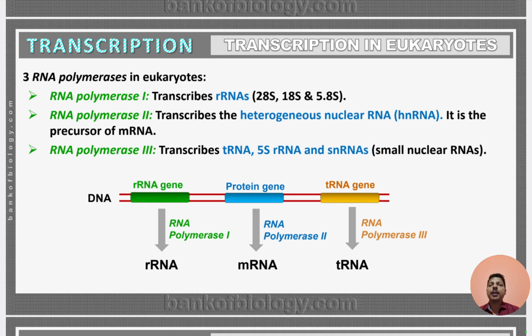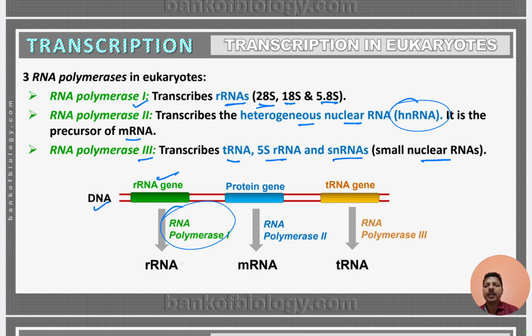Here, the 3 RNA polymerases in eukaryotes. First of all, RNA polymerase 1 transcribes rRNAs 28S, 18S and 5.8S. RNA polymerase 2 transcribes heterogeneous nuclear RNA or hnRNA, the precursor of mRNA. And RNA polymerase 3 transcribes tRNA, 5S rRNA and snRNA. SN means small nuclear RNA. As you can see, DNA, rRNA gene, RNA polymerase 1, rRNA; protein gene, RNA polymerase 2, mRNA; tRNA gene, RNA polymerase 3, tRNA comes out.